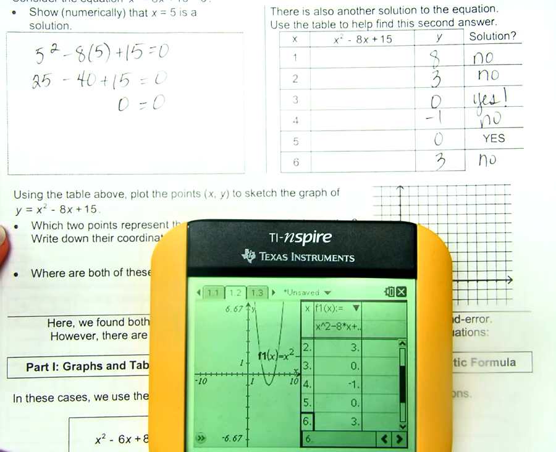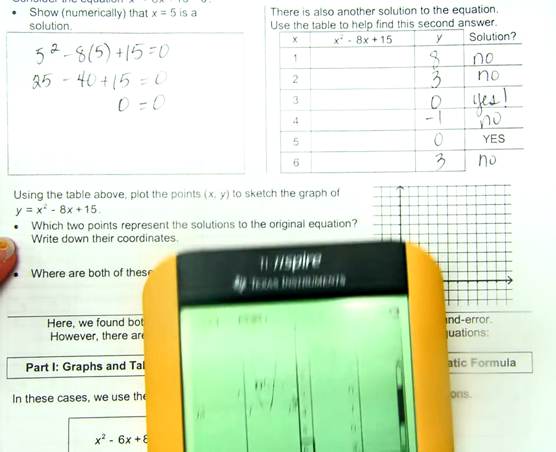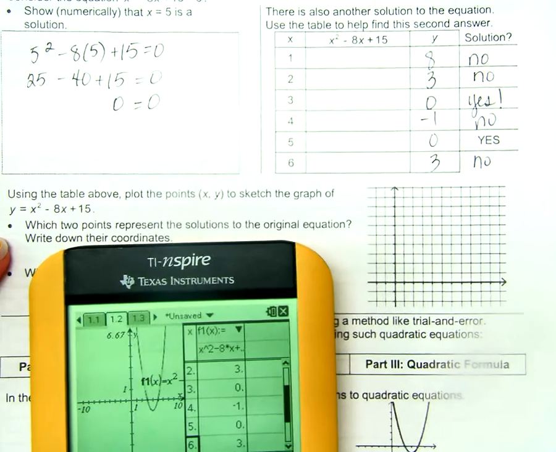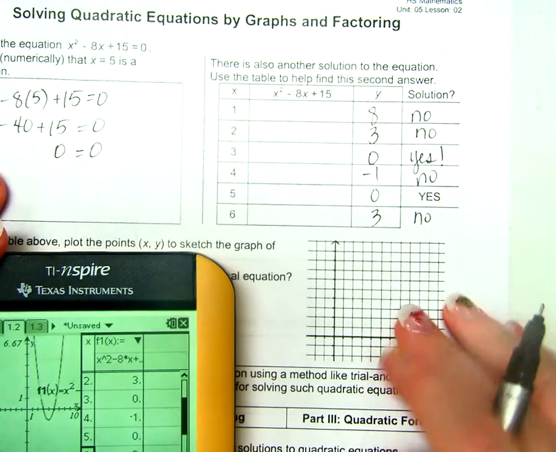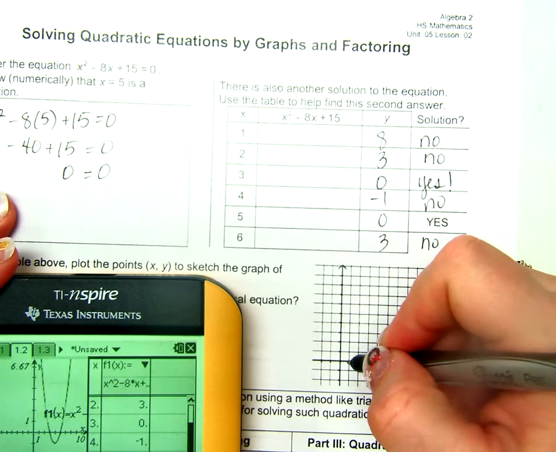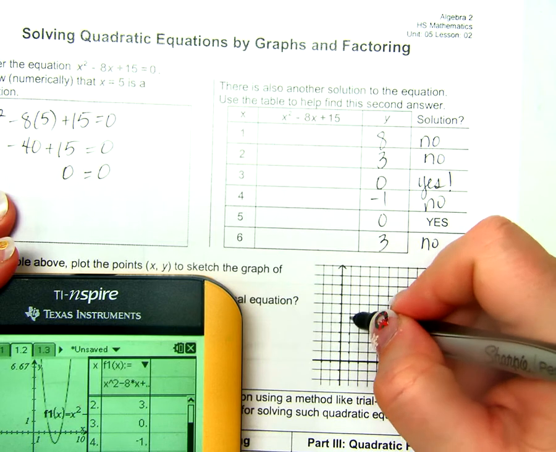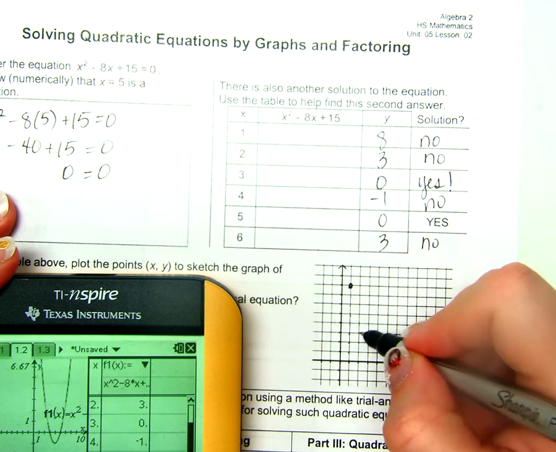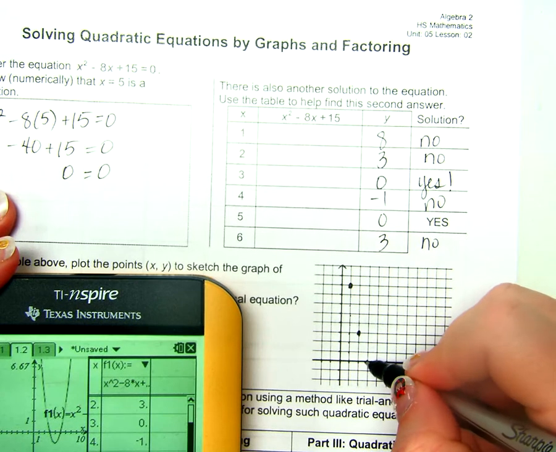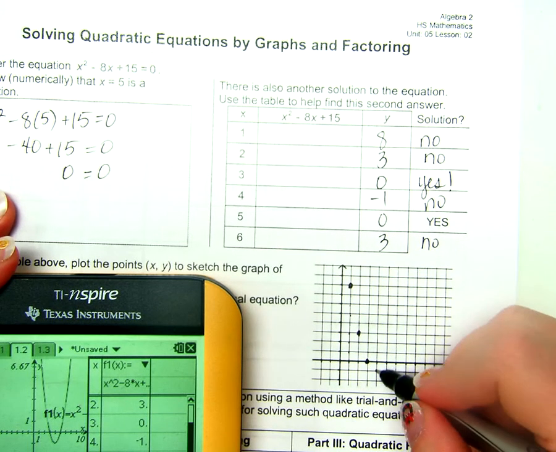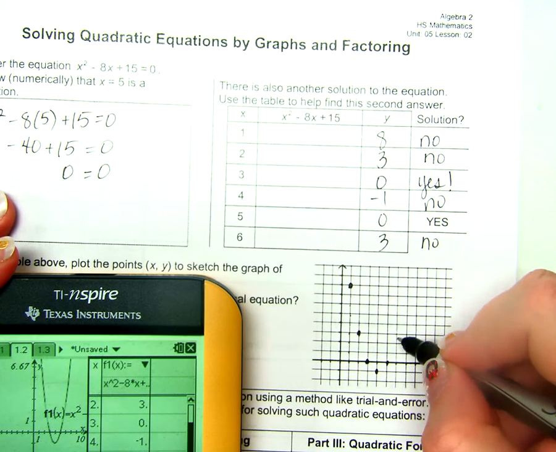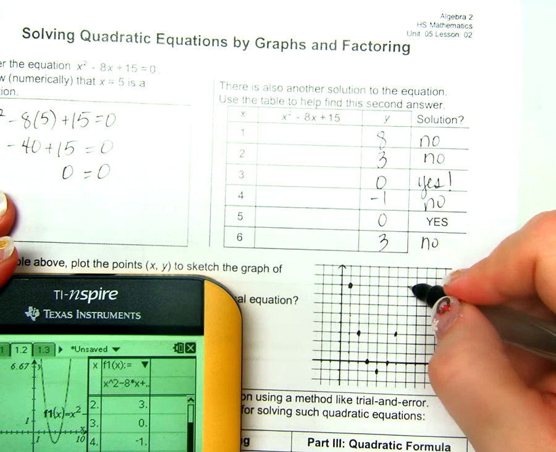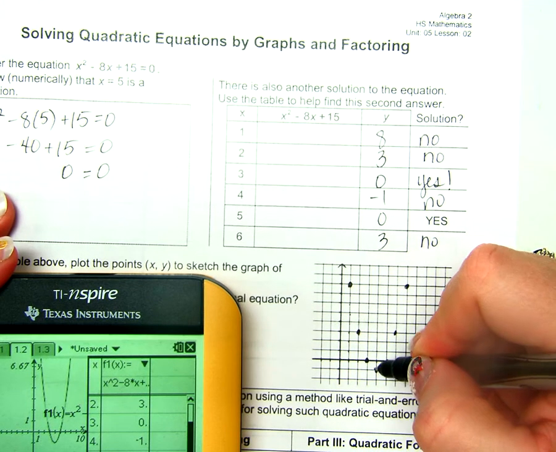Okay, there. Which 2 points represent the solutions to the original equations? Guys, if we plotted these points on this graph, like it asks us to, 1, 2, 3, 4, 5, 6, 7, 8. 1, 2, 3, 0. 4, negative 1, 5, 0. Negative 3. I guess this one will be up here.